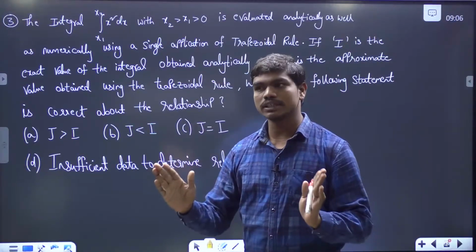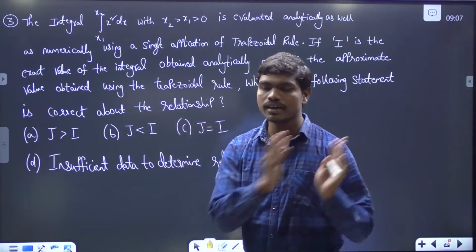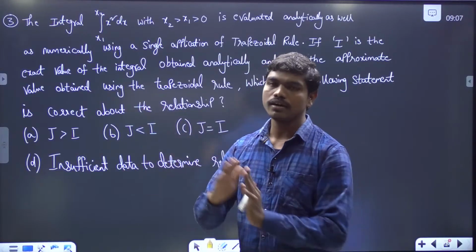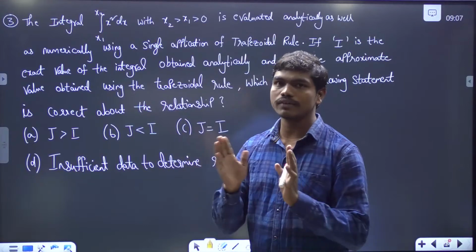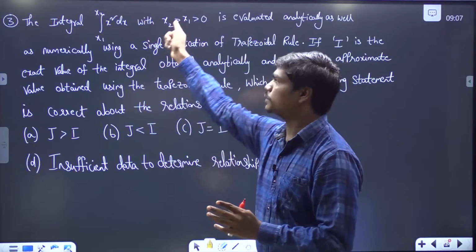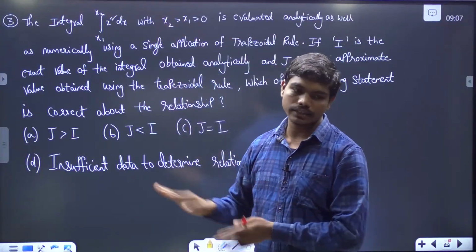For the interval that is available, he directly applied the trapezoidal rule, taking y0 and y1 as the initial and final points. That's it. So he did not divide this interval x1 to x2 into subintervals again. He directly gave this.